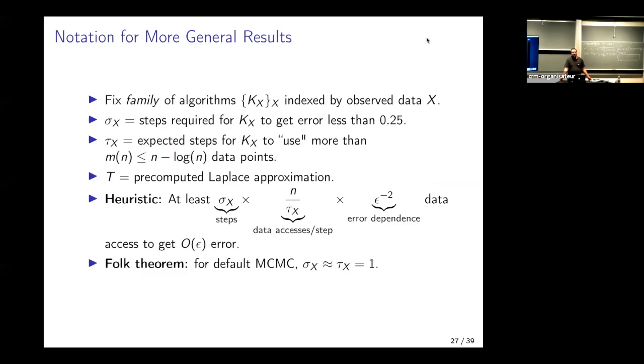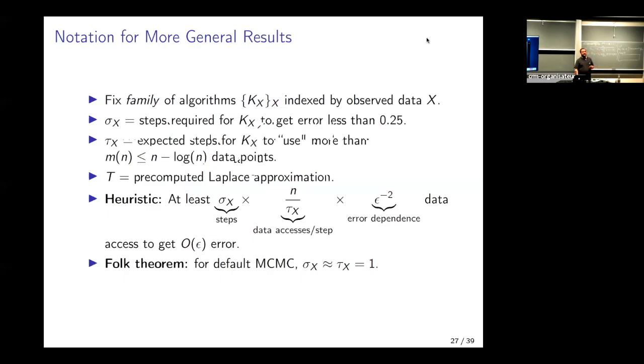What are we doing? We're doing something that's a little bit messier. So I need a little bit of notation here. What I'm going to do is the following. I'm going to fix this family of algorithms K sub x. That is, for every data set x that I have, I'm going to have some algorithm K sub x, and I'm fixing that algorithm ahead of time. I need to do this for the reliability issue I talked about before, because I need to talk about all possible data sets. I can't go data set by data set if I want to get a non-trivial answer out at the end. Given that, I'm going to denote by sigma x the number of steps I need to take from K sub x to get a small error, say less than 0.25.